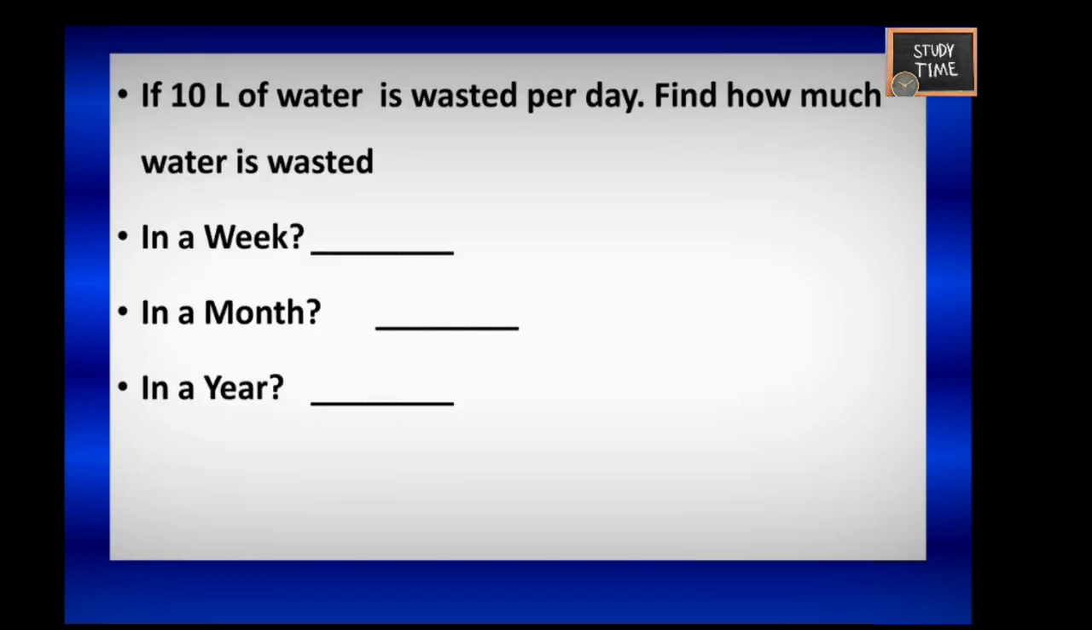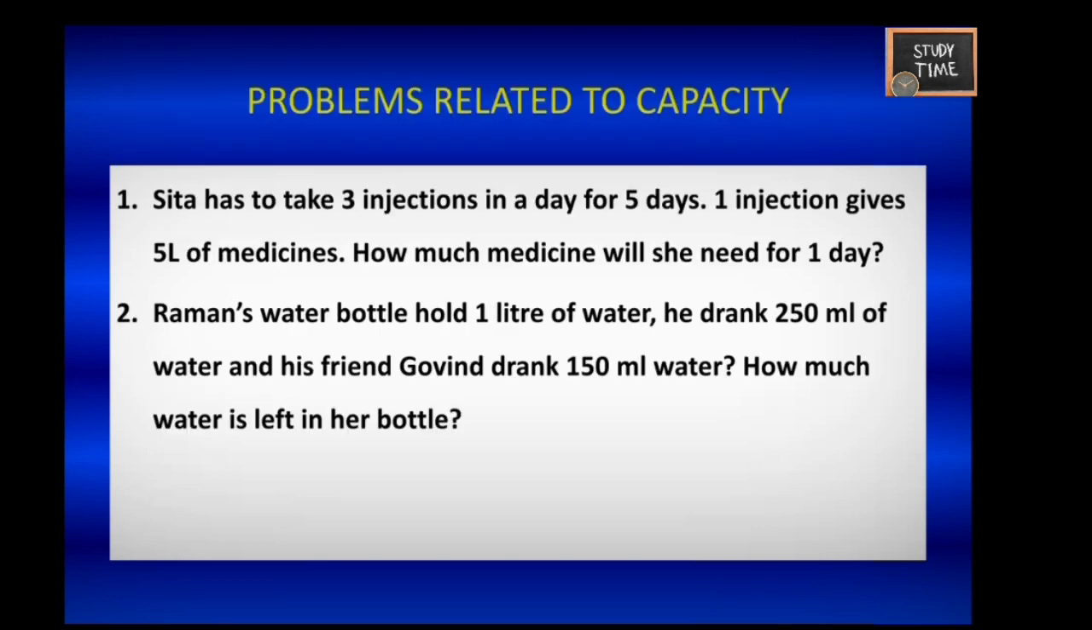Next, if 10 liters of water is wasted per day, find out how much water is wasted in a week. So you have to multiply 10 into 7. For a month you have to multiply 10 into 30. For a year you have to multiply 10 into 365. Then, problems related to capacity.